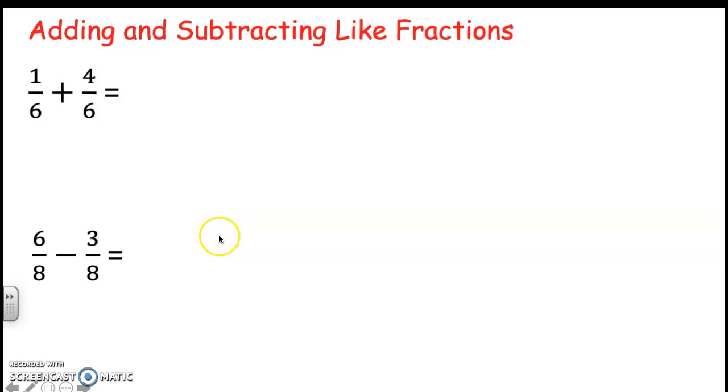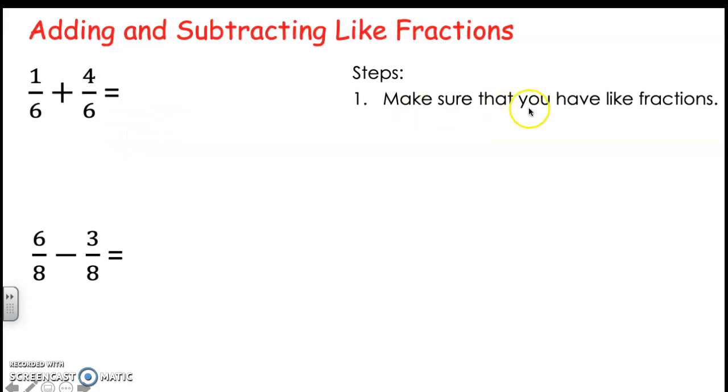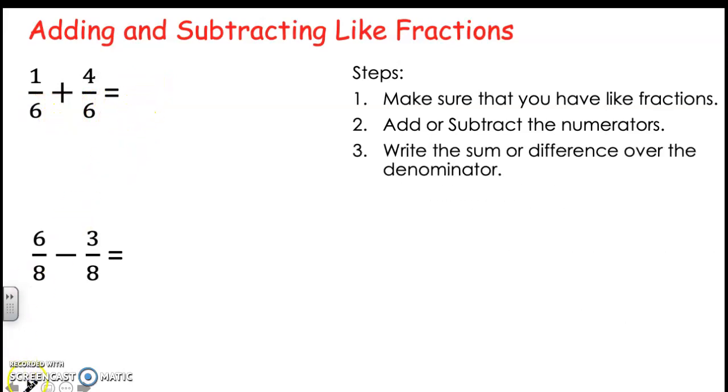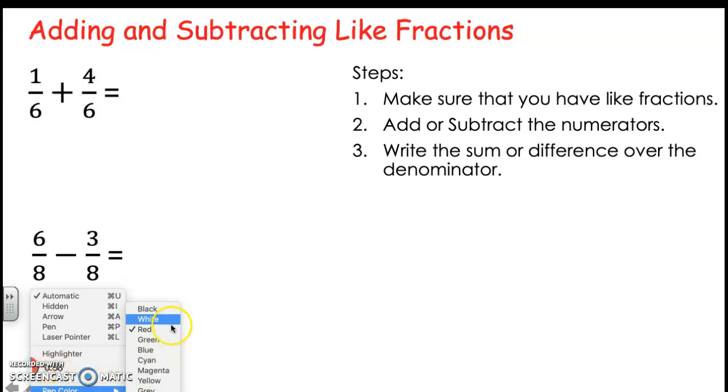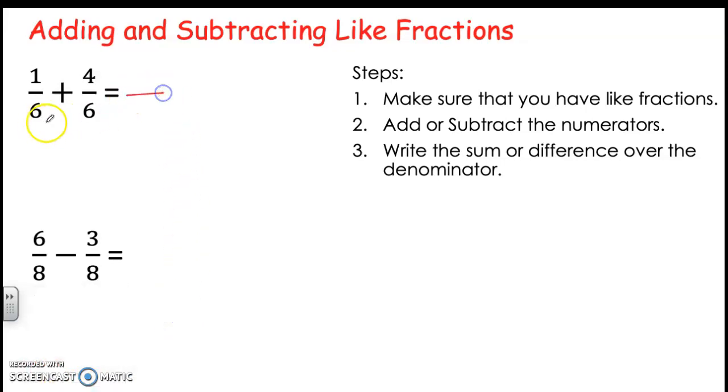Okay, let's do a couple of examples. First one, I got 1 over 6 plus 4 over 6. All right, these are the steps. Do they have like fractions? Yes, they do. 6 and 6. And what about the second problem? 8 and 8. We'll get to the second in a minute. What do I do? Add or subtract the numerators. Once I see that my denominators are the same, I'm going to keep the same denominator, and I'm going to add or subtract the numerators. 1 plus 4 is 5.